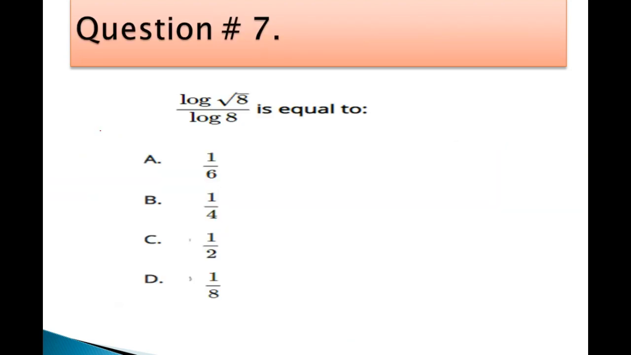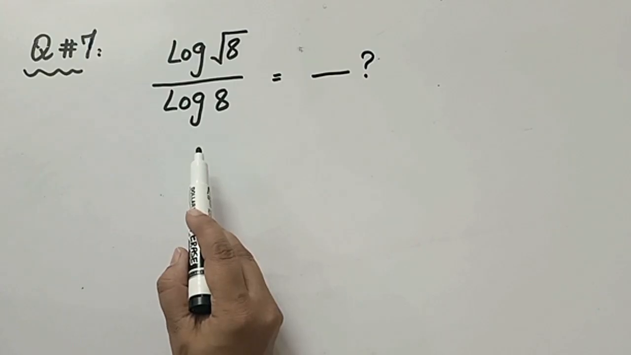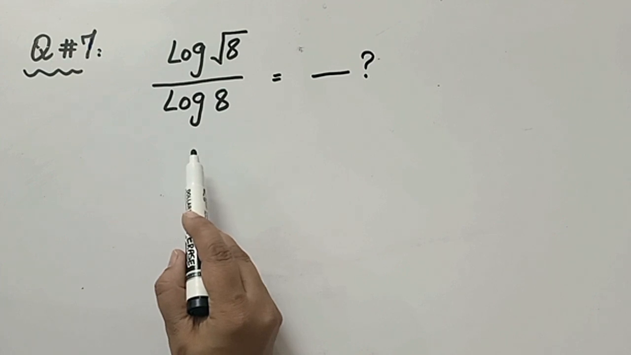In question number 7, it is written: log of root 8 divided by log 8 is equal to what? Within 2 to 3 steps we are going to solve it and find out the correct option. So let's go to the board. Now let's solve question number 7. It's log of root 8 divided by log of 8.